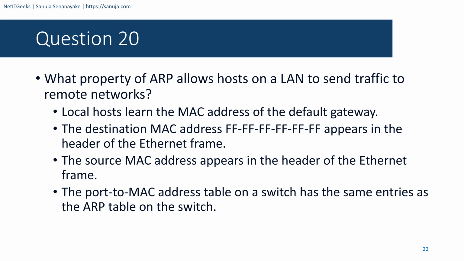So the answer to this question is the local host learns the MAC address of the default gateway, and that's the property that allows the host on a LAN to send traffic to a remote network. It learns the MAC address of the default gateway.